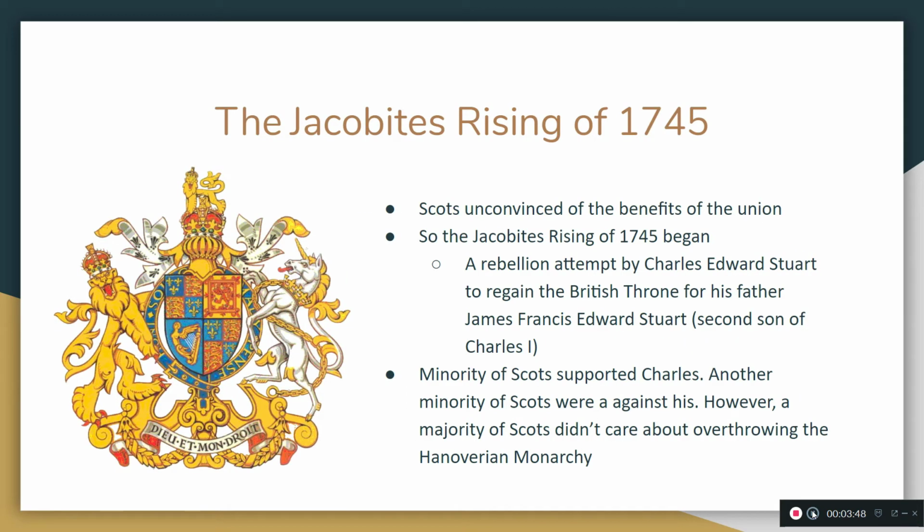Okay, so some of the Scots were unconvinced of the benefits of the Union. So there was a rebellion called the Jacobites, that was started by Charles Edward Stuart to regain the British throne for his father, James Francis Edward Stuart, the second son of Charles I. So a minority of the Scots supported Charles, another minority of the Scots were against him. However, there was a majority that didn't really care about overthrowing the monarchy that was already put in place at the time.